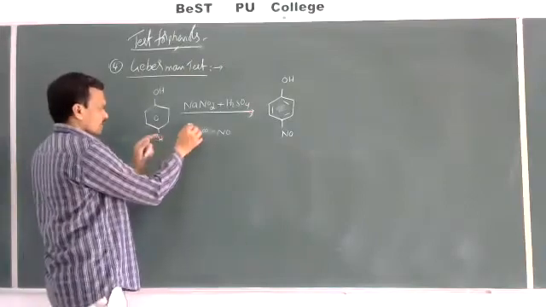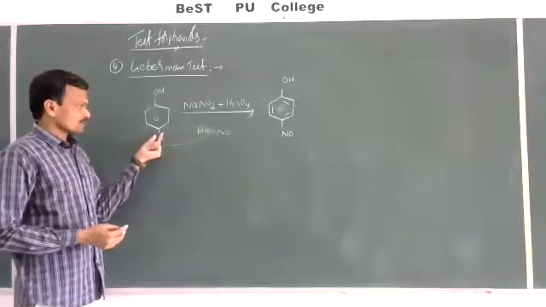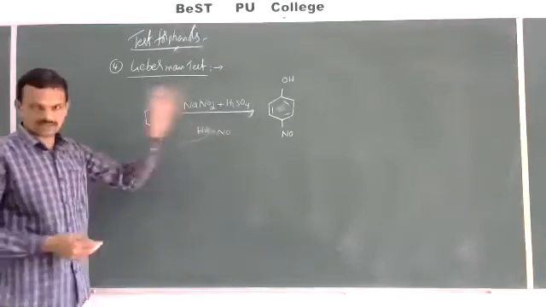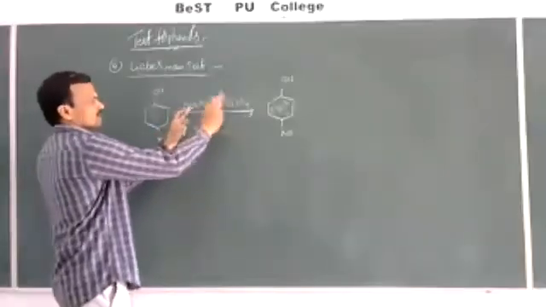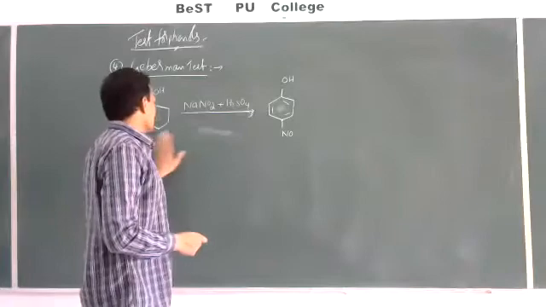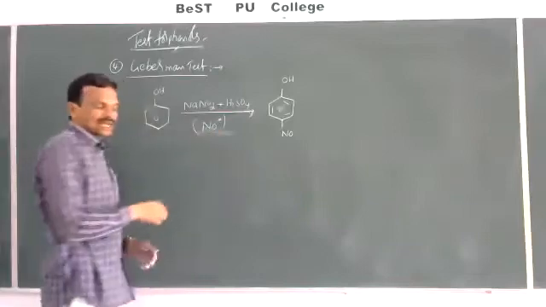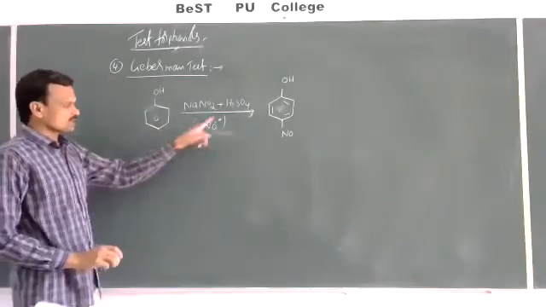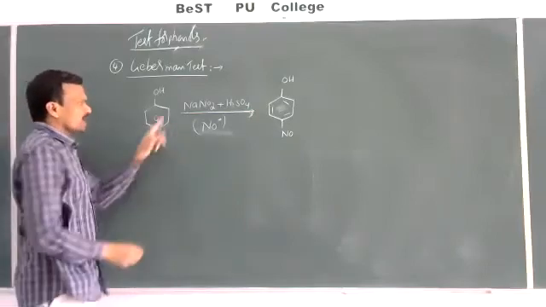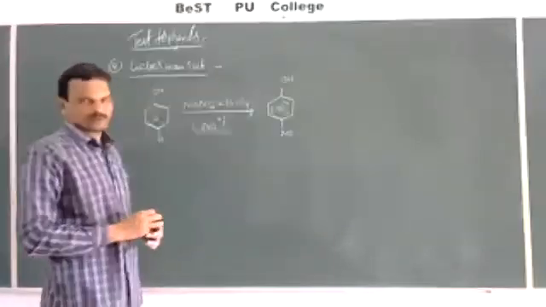And this OH and H get eliminated as water, and a nitrosyl group, nothing but the nitrosonium ion, NO plus, forms. First these two react to produce nitrous acid, HNO2, and from the nitrous acid it produces the nitrosonium ion, NO plus. This is the attacking electrophile in this reaction. This nitrosonium ion replaces H plus. The replaced H plus at the para position and OH minus combine to form water. Then you get para-nitrosophenol.